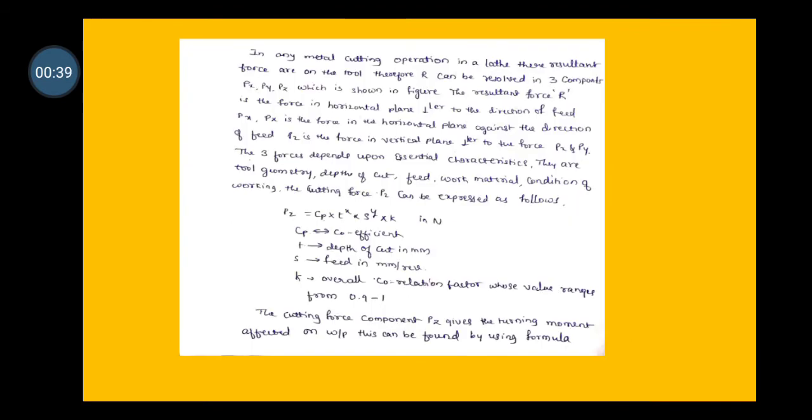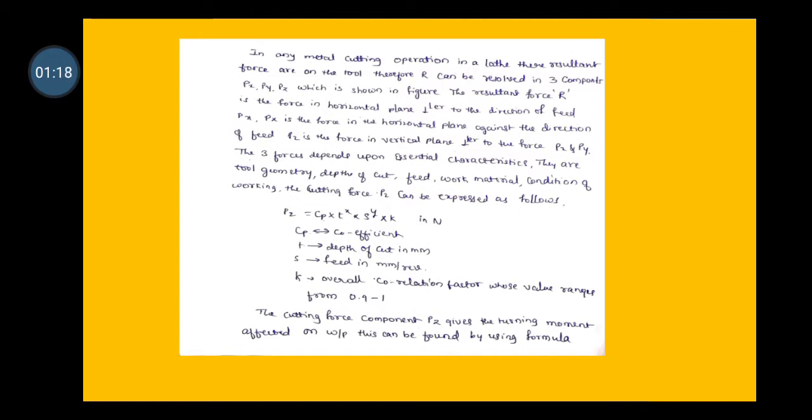Here, the derivation: in any metal cutting operation, in a lathe, the resultant force R on the tool can be resolved into three components Px, Py, Pz, which are shown in the figure. Py is the force in the horizontal plane perpendicular to the direction of feed. Px is the force in the horizontal plane against the direction of feed. Pz is the force in the vertical direction, perpendicular to the forces Px and Py.